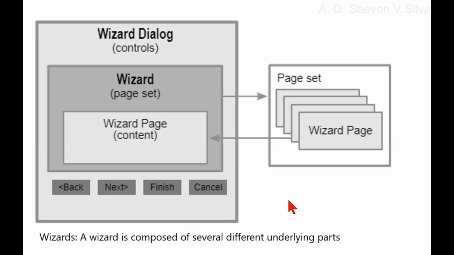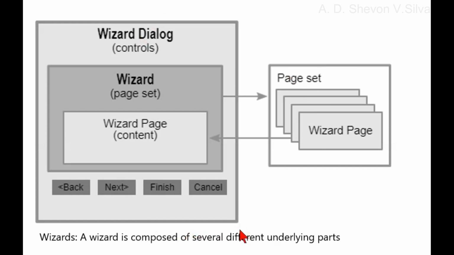If you need to launch other wizards that are not already defined in the workbench wizard extension points, you must launch them yourself. You can launch your own wizards by adding an action to a view, editor, pop-up, or an action set. A wizard is composed of several different underlying parts.